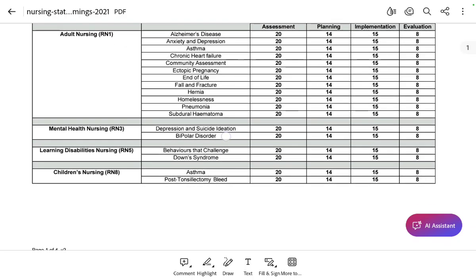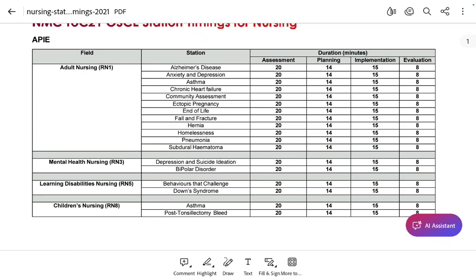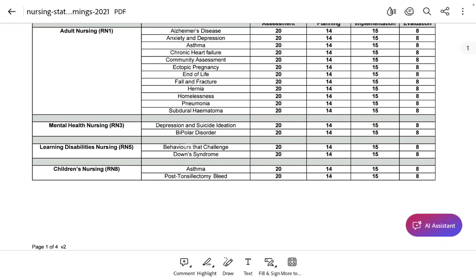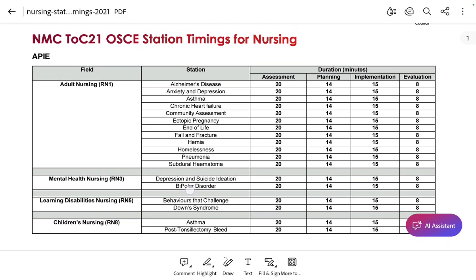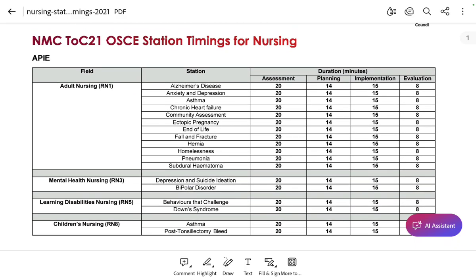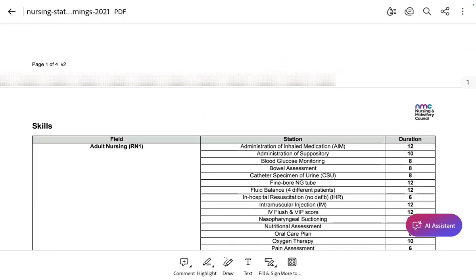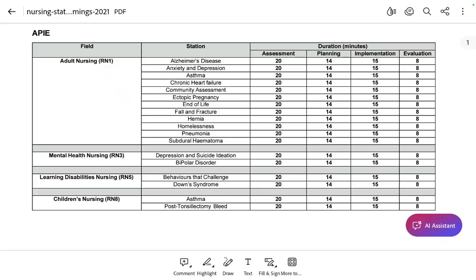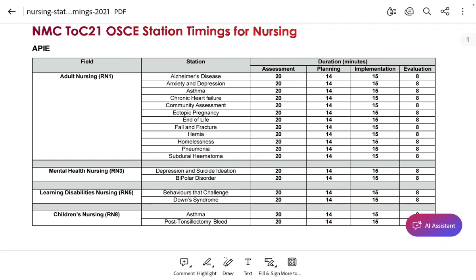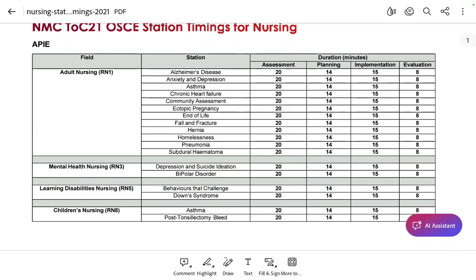Sorry, mental health nursing, learning disabilities, and children's nursing. These are the 4 categories of nurses here in the UK. So you would find 11 or 12 procedures or 12 topics at the API station.